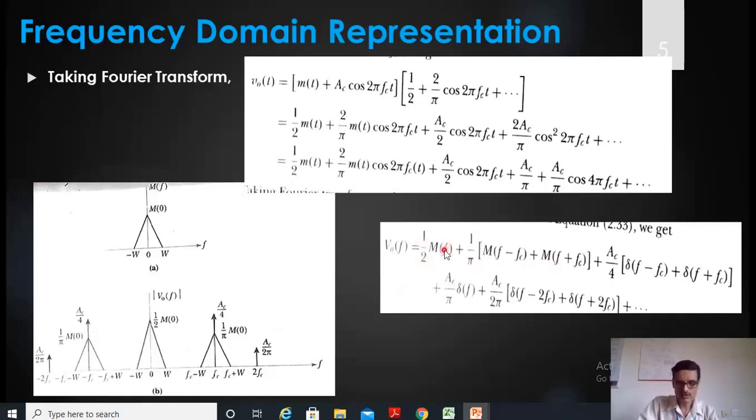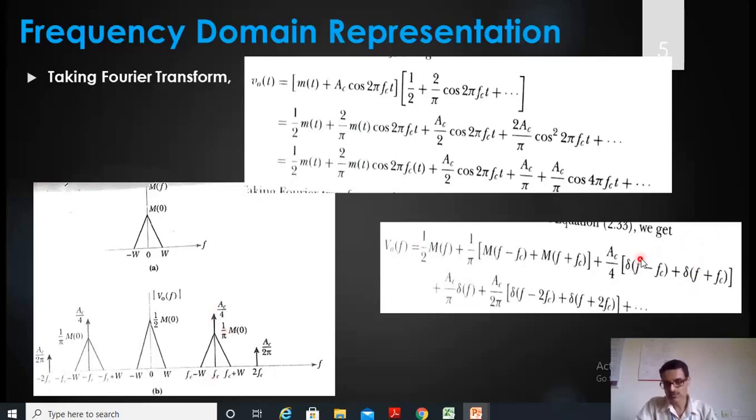So it is half of m of f, that's what. This is your original spectrum, m of f. This is at f equal to 0, m of 0. So this component is represented here. Just look at this. It is half of m of 0. That's what I have taken. This is the m of f. Now what about this? With a magnitude 1 by pi, the m of f is shifted by minus fc and plus fc. So I have a m of f at minus fc and plus fc, with a magnitude equal to 1 by pi, centered around fc.